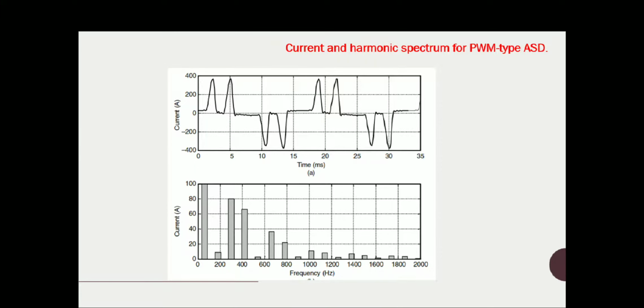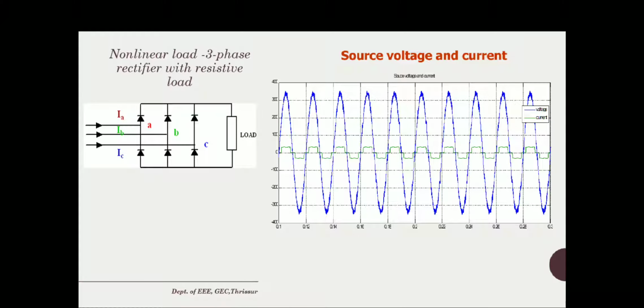Another type of nonlinear load is a three-phase rectifier with a resistive load. You can see the voltage and current. This is a plot of a source voltage and current. When you connect a three-phase AC source to a rectifier and plot the source voltage of a particular phase and its current, the blue waveform is the source voltage, and the current waveform is distorted, almost like a square wave pattern.